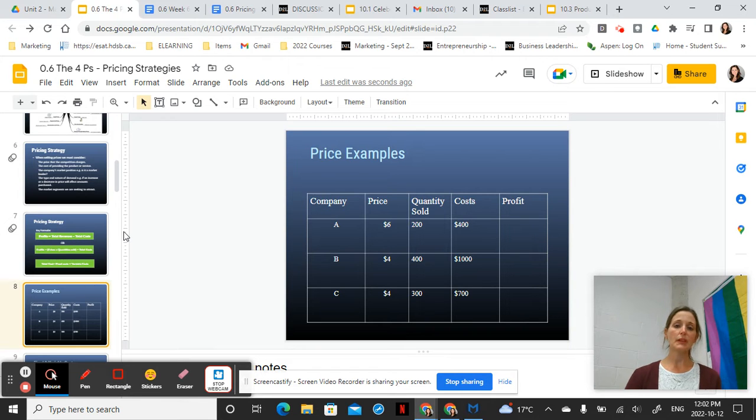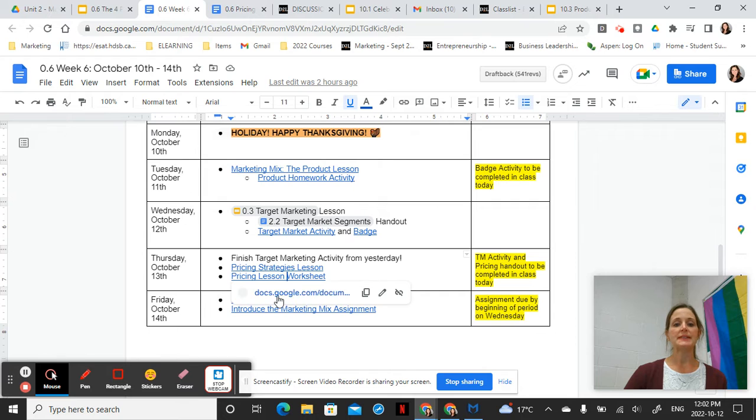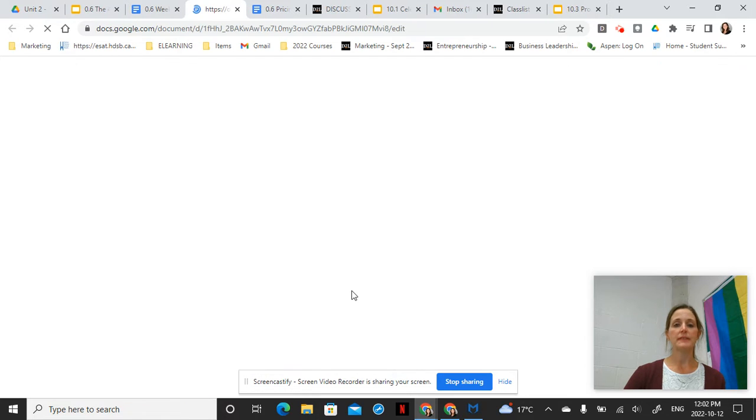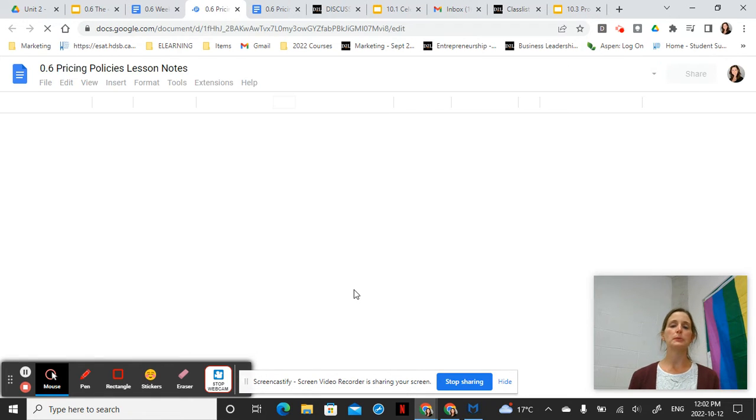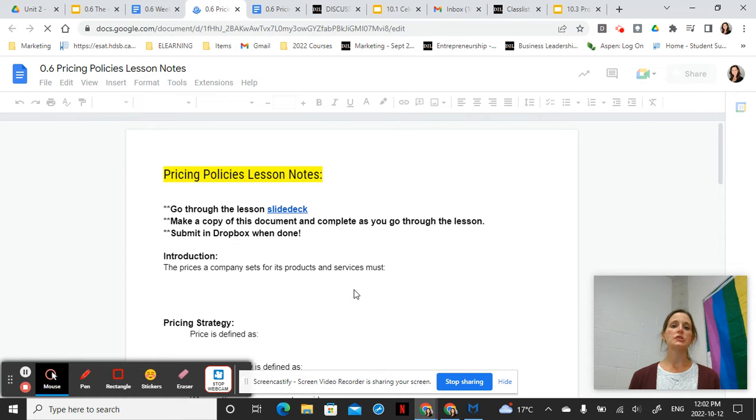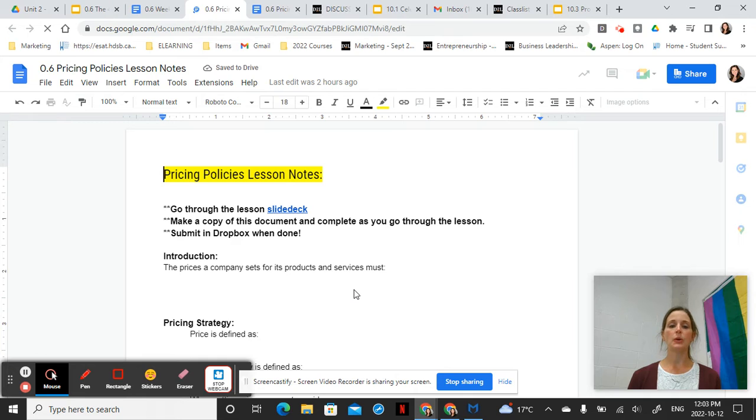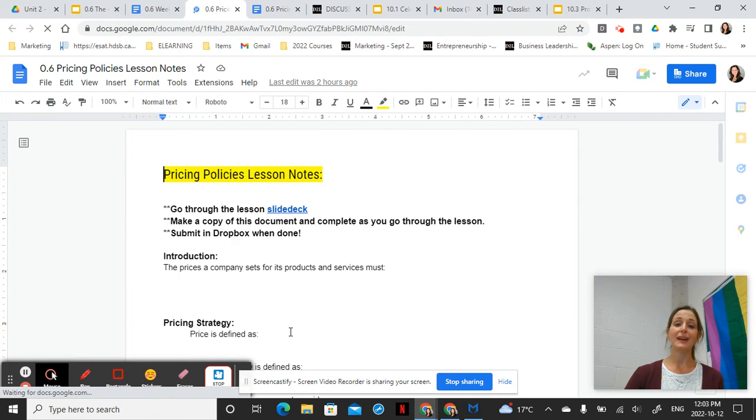Now, before I continue going through the slide deck, what I want to draw your attention to is that you're going to create a copy of this document. This is also available for you in Dropbox. This is just a lesson notes document that you're going to complete as you go through the slide deck today. You're going to make a copy of this document, and you're going to submit to Brightspace when done. Not a big deal, right? You're going to go through the lesson and just fill in the blanks as you go.